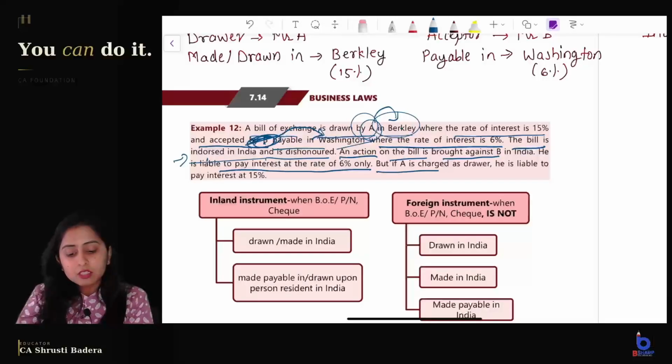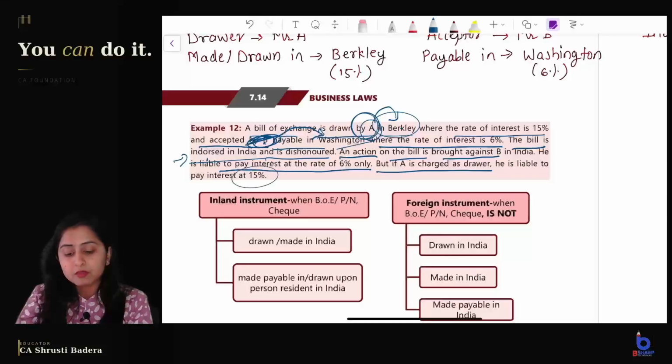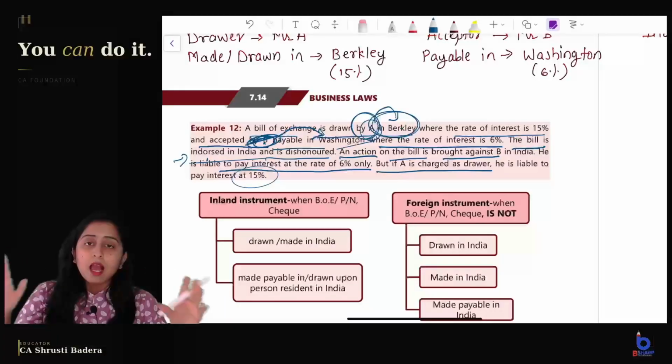But if the charge is brought on A, who is the drawer, because it is a foreign bill, the drawer's liability depends on the law of the country where the bill was drawn. So the interest at which he will be liable is 15%, because Berkeley's rate of interest is 15%. Clear? So that is the provision for liability in case of a foreign bill for the drawer and endorser. I hope you have got a fair idea of all the concepts that we have discussed.